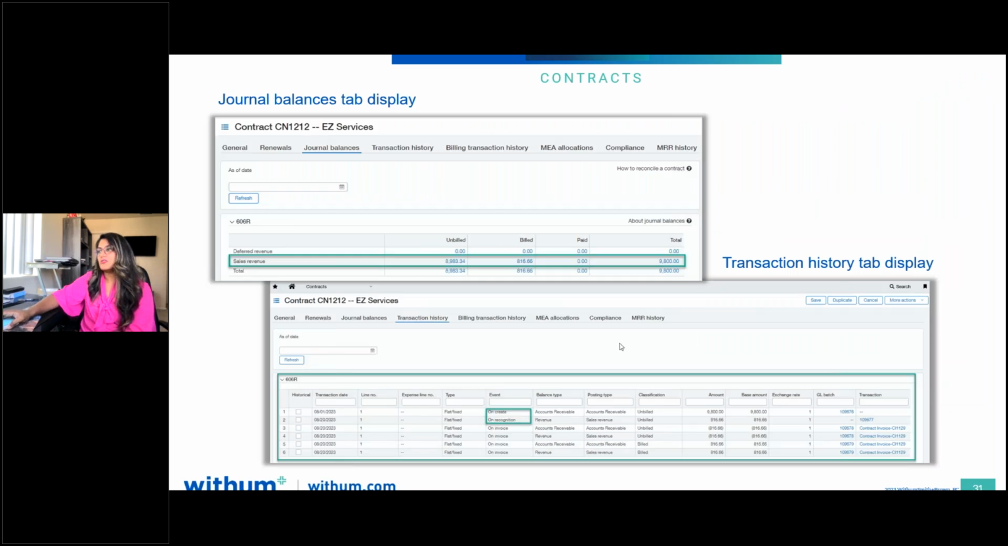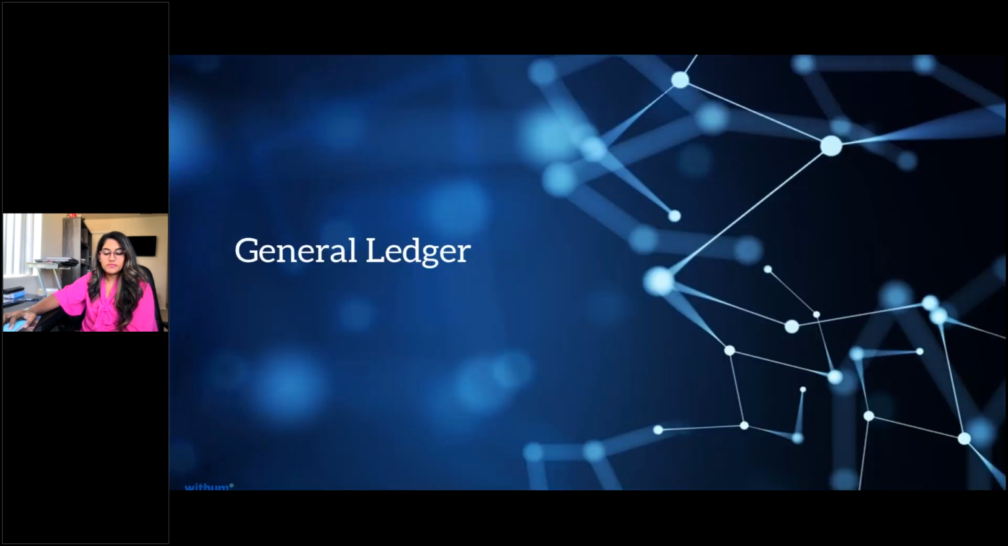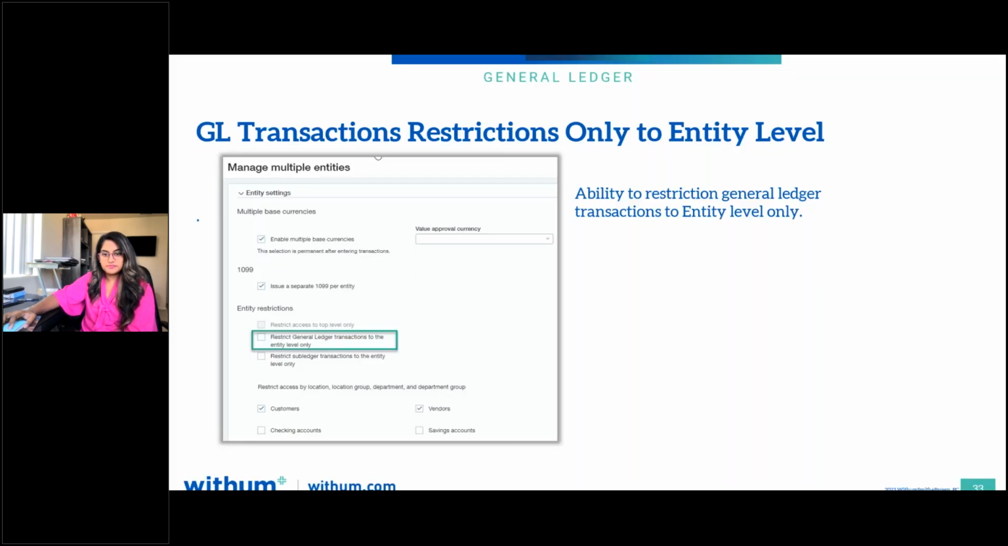And this just outlines what I went through in our demo. The next update is general ledger. In a multi-entity system, we recommend working at the top level if possible, but if you need to work at the entity level, you can now restrict the creation of general ledger transactions to the entity level. The option to restrict GL transactions to the entity level is new and goes with an existing option that lets you restrict subledger transactions to the entity level.